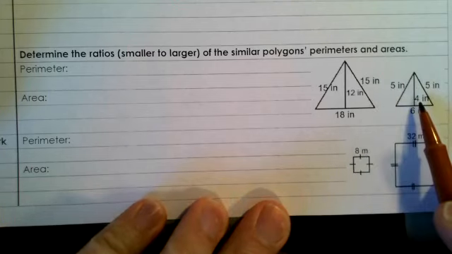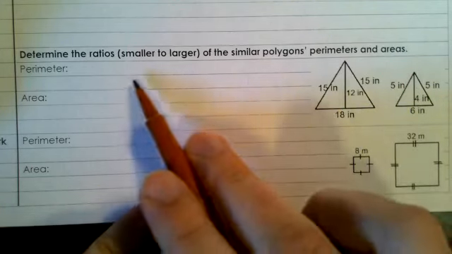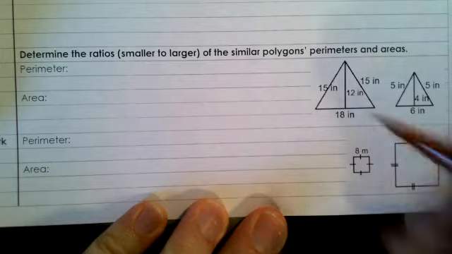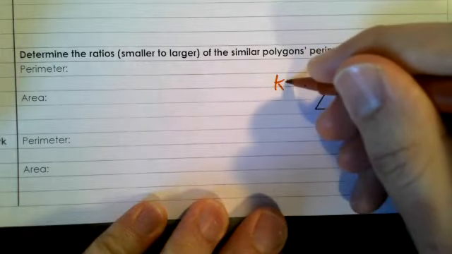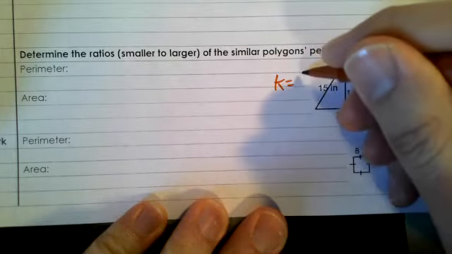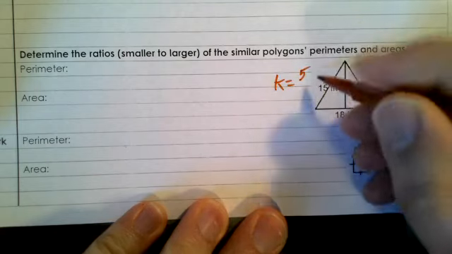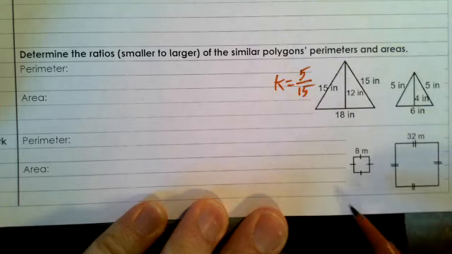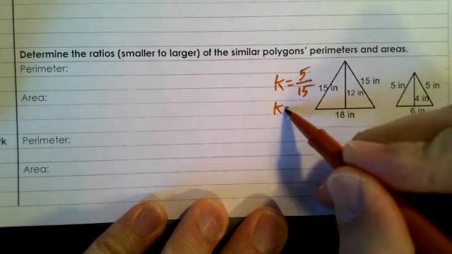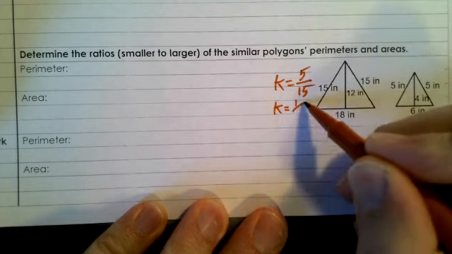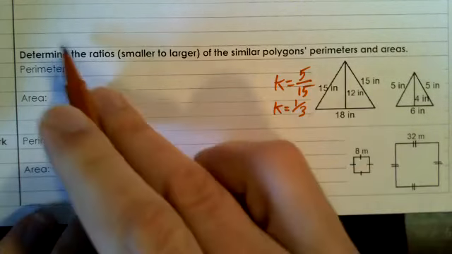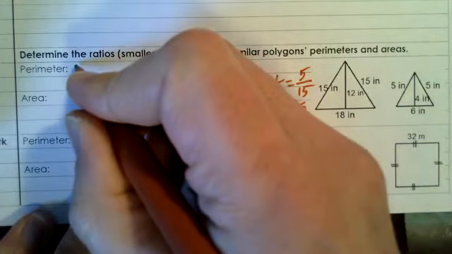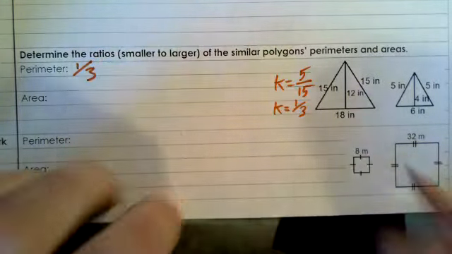Here again, I'm given some figures, so I can figure out the ratios smaller to larger. So this is my smaller one and my bigger one. So my k for these two figures has got to be smaller to larger. So I'm going to do this 5 divided by 15. I could have done the 6 and the 18. That would have worked too. So then my k will be 5 divided by 15. That's 1/3. So the ratio of my perimeter is going to stay the same as it was for these sides. It's still going to be 1/3.